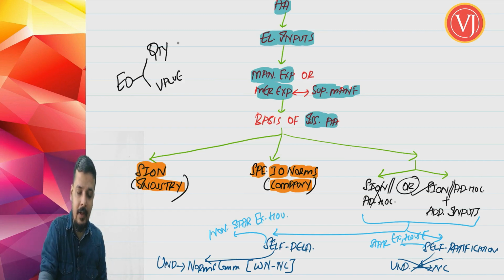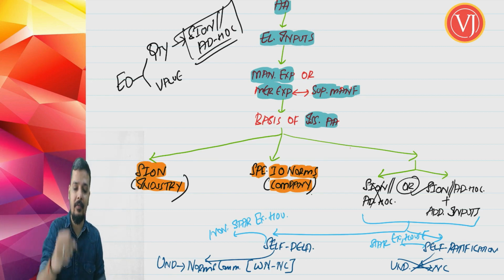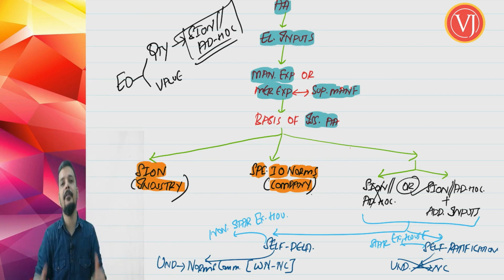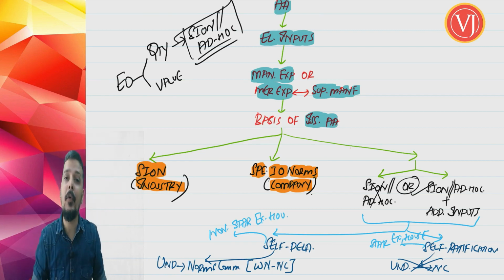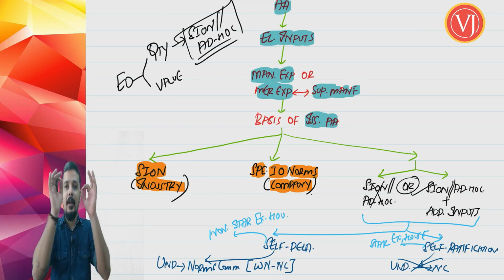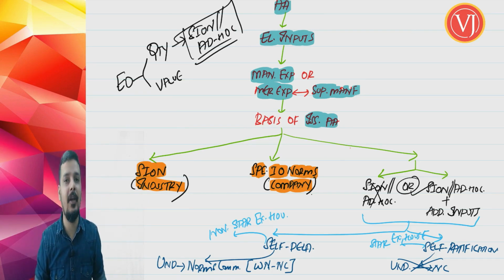And when you are fulfilling the export obligation in terms of quantity, your standard input output norms or your ad hoc norms, even including self declaration or self ratification, will work out. You have to reach that quantity. If the standard input output norms is 2:1, and if I am importing 20 lakh units of inputs, necessarily 10 lakh units of output should be exported.